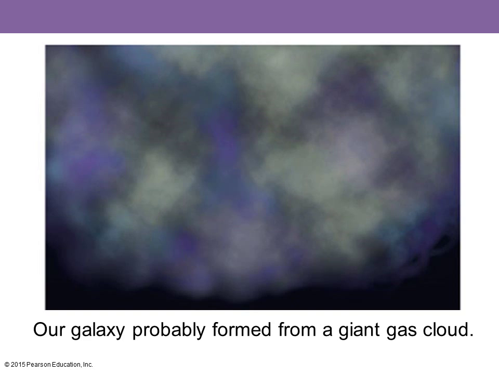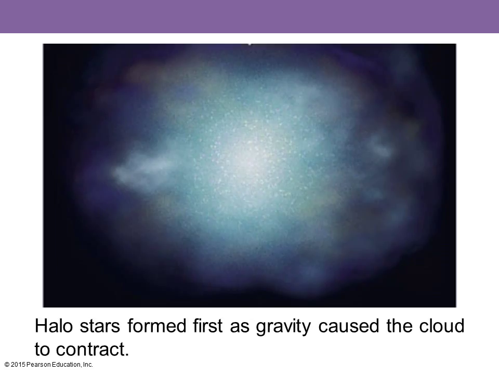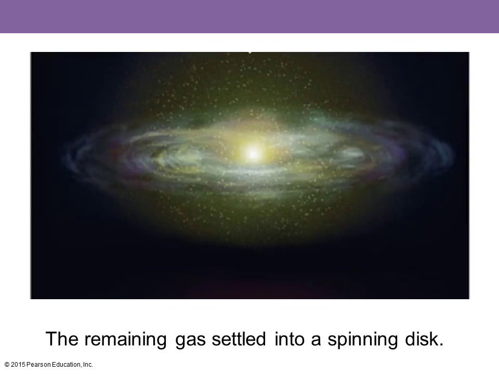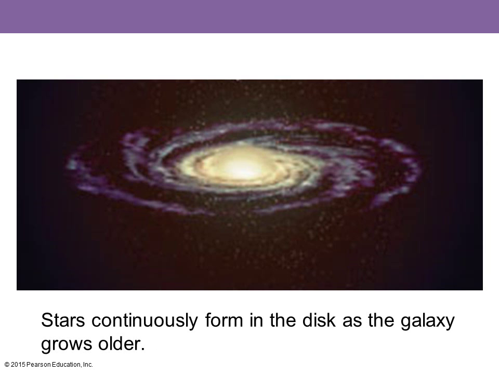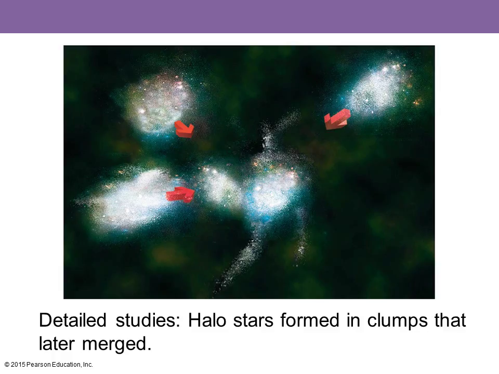So our galaxy probably formed from a giant gas cloud that gravity caused to collapse or contract, and whatever gas was left settled into the spinning disk. So stars are continuously forming in the disk as the galaxy grows older. So the bluer stars, remember, in the spiral arms, that would be the birthplace of many of the newer stars. Halo stars formed in clumps that apparently later merged.